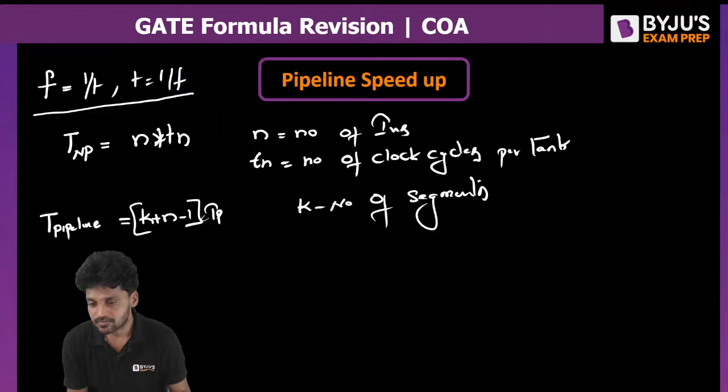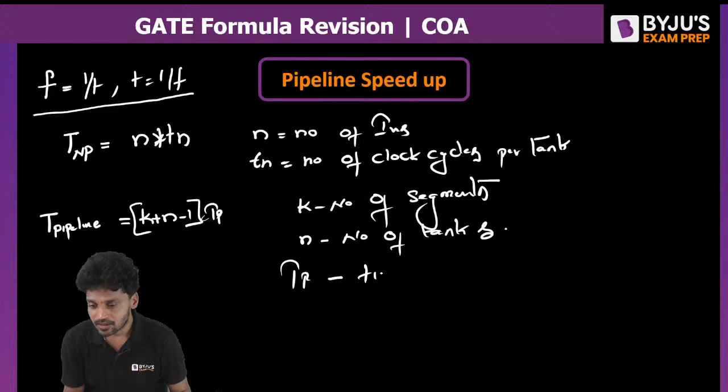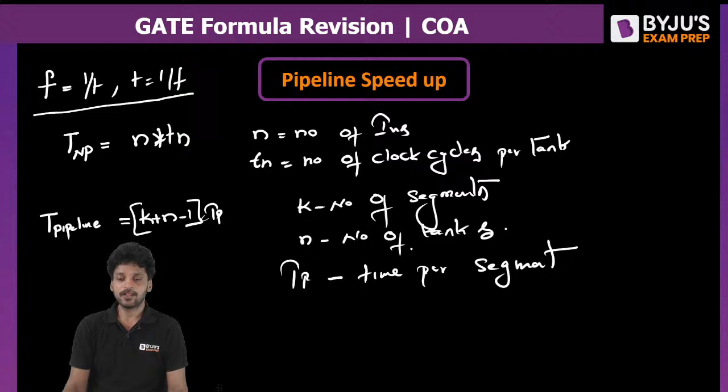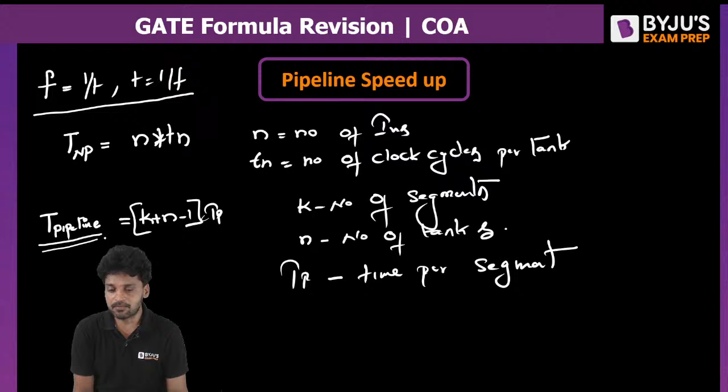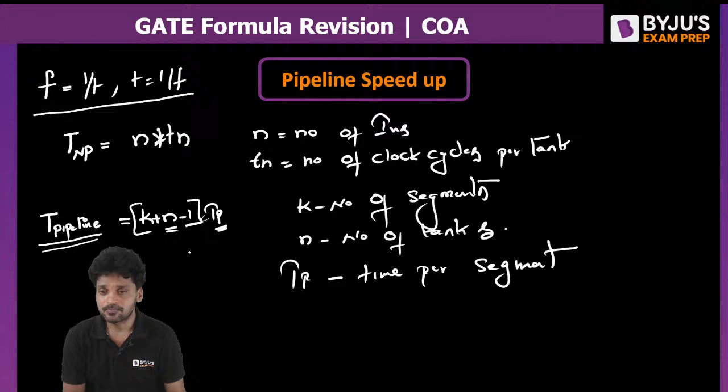Okay. N is the number of tasks. Okay. TP is time per segment. In a pipeline system, pipeline time can be given as K plus N minus 1 into TP. What is N? N is the number of tasks. K is the number of segments. TP is a segment delay. Are we clear?